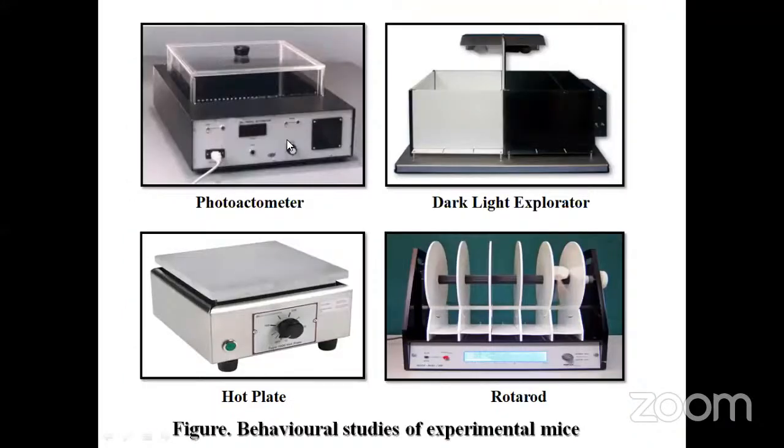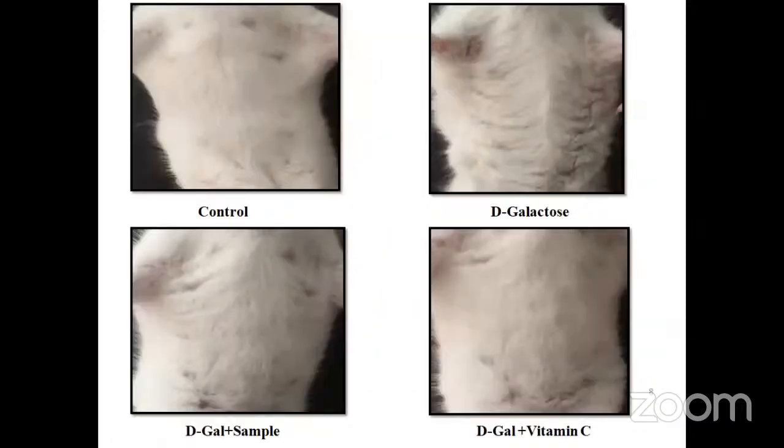Just see these behavioral parameters which we are confirming by four factors. One is the photo actometer, another is the light dark explorator, then the hot plate assessment and the rotarod. So these are the four factors taken for confirming the aging induction. The total duration of the experiment for D-galactose aging induction is up to 49 days.